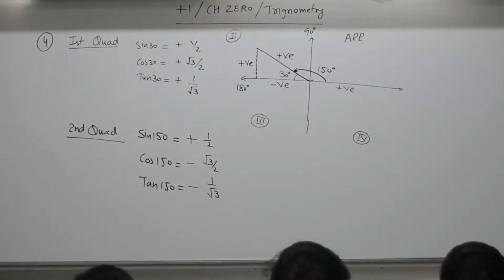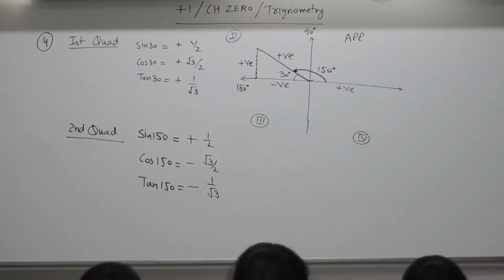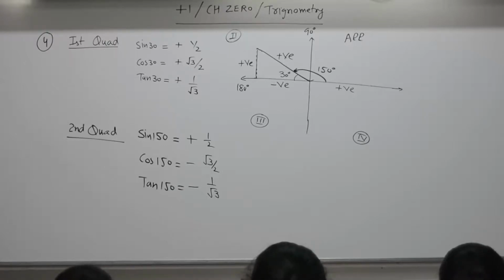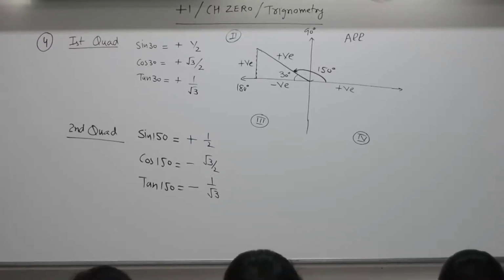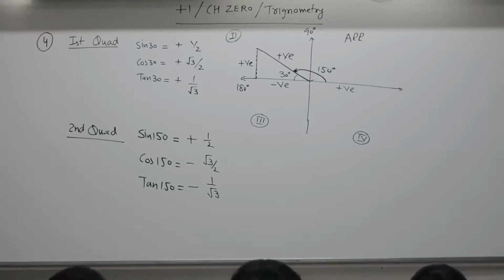Now you refer to the book. Page 9. There is a table given 0, 30, 45, 60, 90. Draw a line here after 90, because 0 to 90 is first quadrant. Then 120, 135, 150 and 180, draw a line.